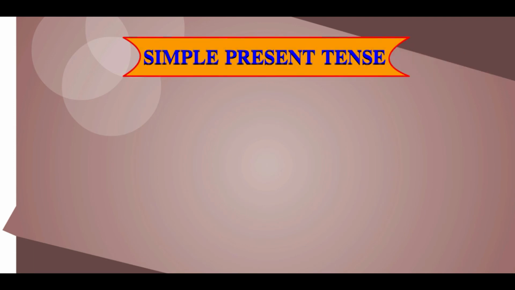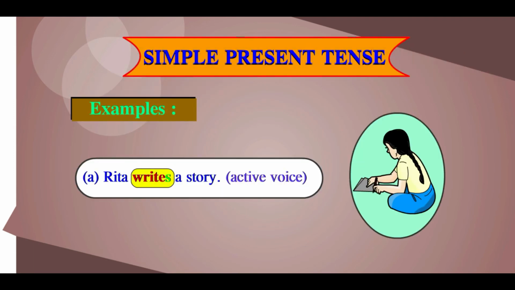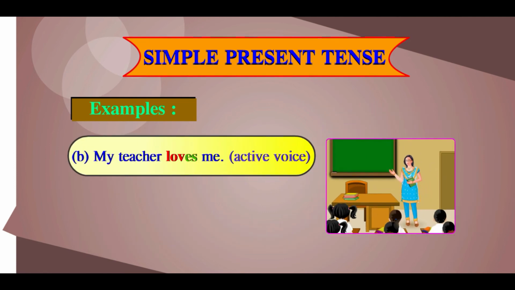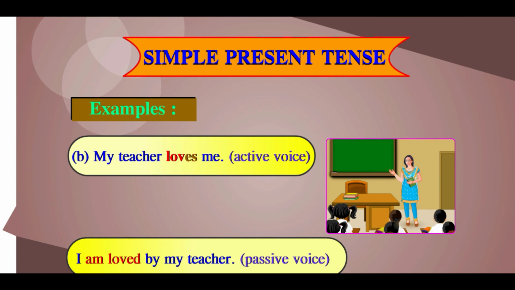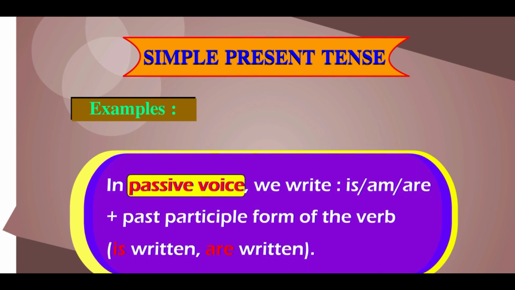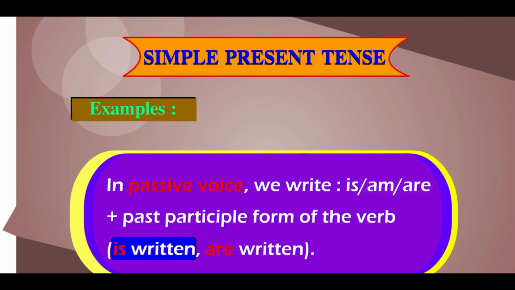Simple present tense. Examples: Rita writes a story, active voice. A story is written by Rita, passive voice. My teacher loves me, active voice. I am loved by my teacher, passive voice. In active voice, we write the root form of the verb, also with s or es, like plays, sings or washes. In passive voice, we write is, am, are plus past participle form of the verb: is written, are written.